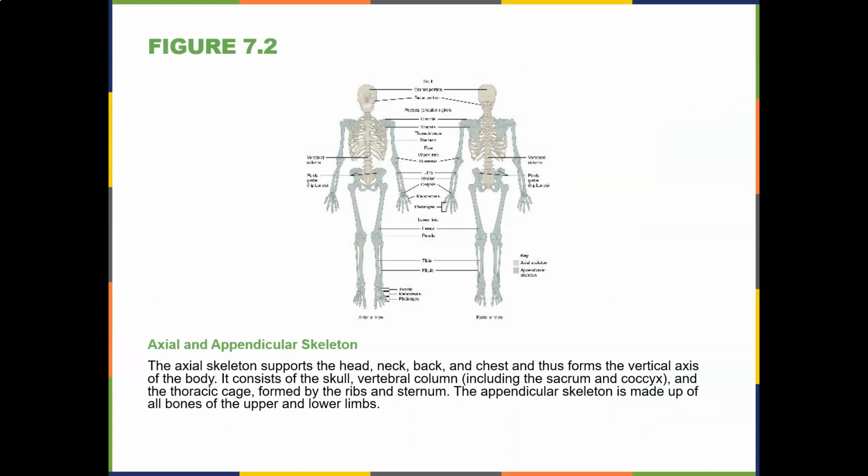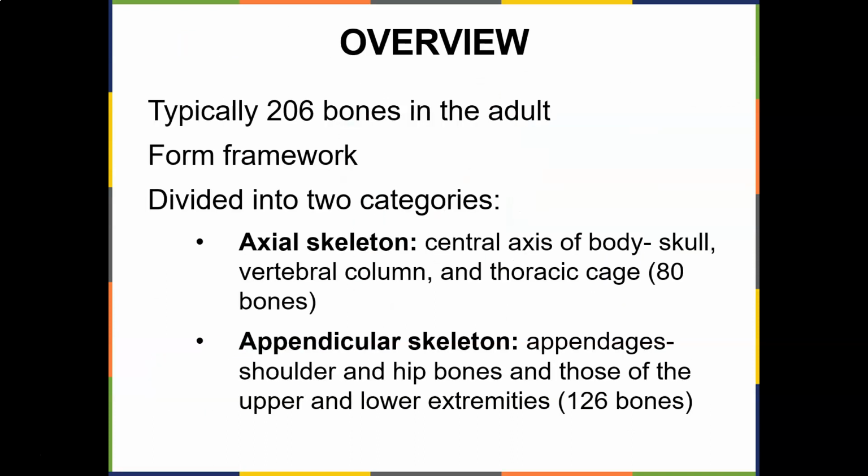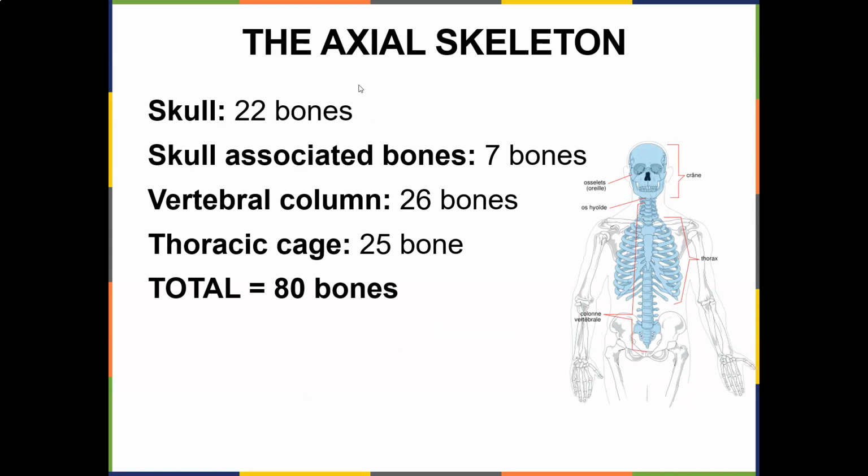There's another look at it. Real quick overview, 206 bones in the adult. They form the framework. The axial skeleton, central axis of body, skull, vertebral column, and thoracic cage, 80 bones. Appendicular skeleton, appendages, shoulder, hip, and bones of the lower and upper extremities make up 126 bones. The axial skeleton, the skull has 22 skull associated bones. There's 7, so total in the skull will be 29.